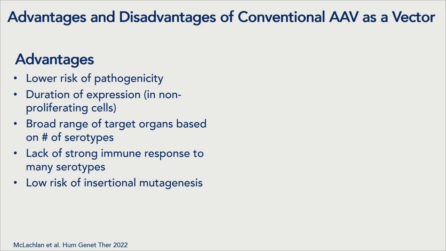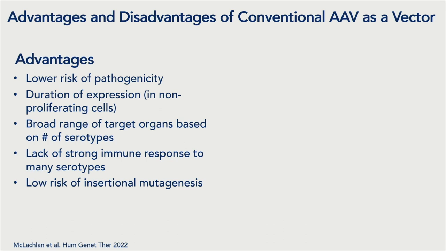So you might ask, should we keep looking at AAV? And you'll hear about some other potential viral vectors, and Marty mentioned Eric's work with liposomal transfer. But there are some advantages to AAV. So those include a relatively lower risk of pathogenicity, a relatively longer duration of expression in non-proliferating cells, a broad range of target organs that are potentially able to be impacted because of the number of serotypes, a lack of a strong immune response in many of those serotypes, and a low risk of insertional mutagenesis.